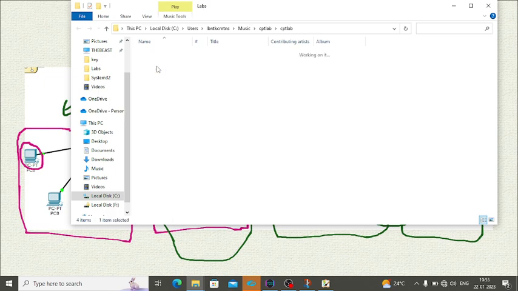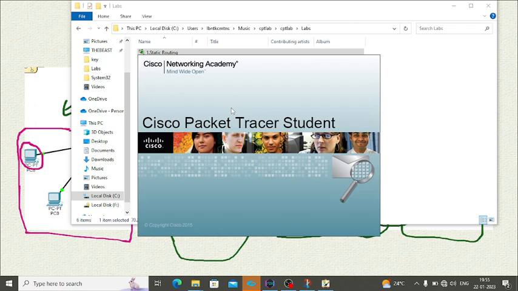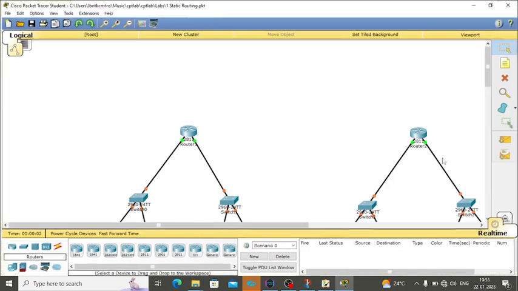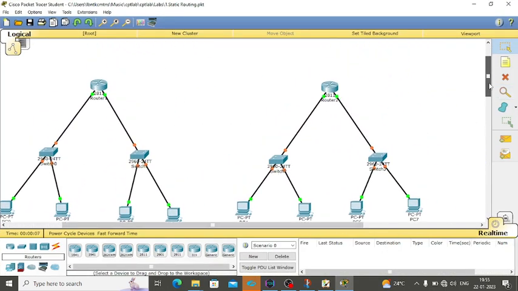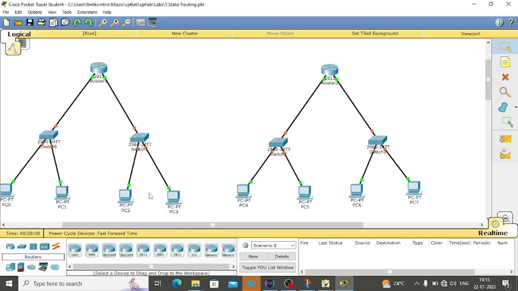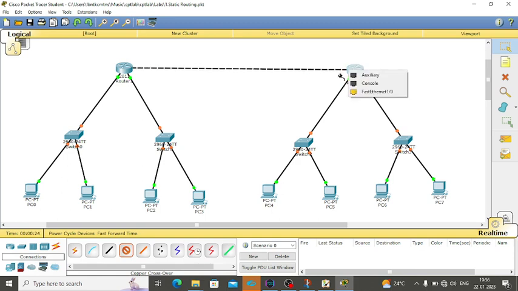So we go to the labs, this is the subnetting lab, the static lab. Here it is opening. Okay, fine, finally it is open. Now I want to configure it in a simple way. Previously I configured so many interfaces. Now I configure only the fifth network. I'll take the wire and connect it with FastEthernet 1/0, and I'll set the IP address on it.